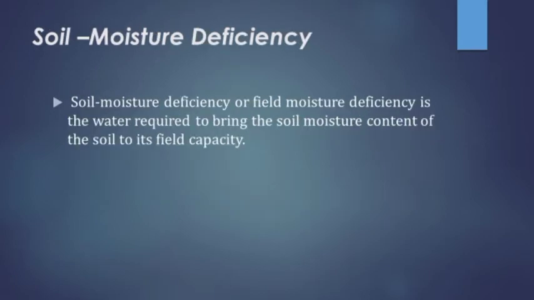Last one, last constant, soil moisture deficiency. It is the water required to bring the soil moisture content to its field capacity. Suppose field capacity is 40% and right now your moisture content is just 20%, then this constant will be 20%. You have 20% now. To reach the 40% field capacity, you have to apply 20% more. So 20% will be the moisture deficiency.